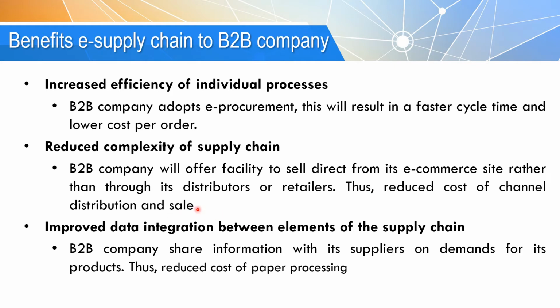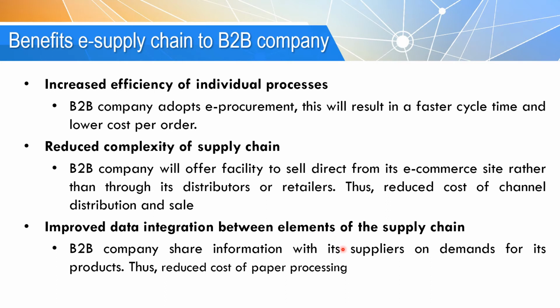For example, okay, in this case, as we have discussed on Sunday, how e-supply chain can help to remove intermediaries between the business and supplier and also business and customer. So when we remove intermediaries, the supply chain will be less complex. Why? Your business and its customers will talk to each other. Okay, there is no need for a middleman. Okay, and improve data integration between elements of the supply chain. So a B2B company shares information with its suppliers on demands for its product, thus reduce the cost of paper processing.